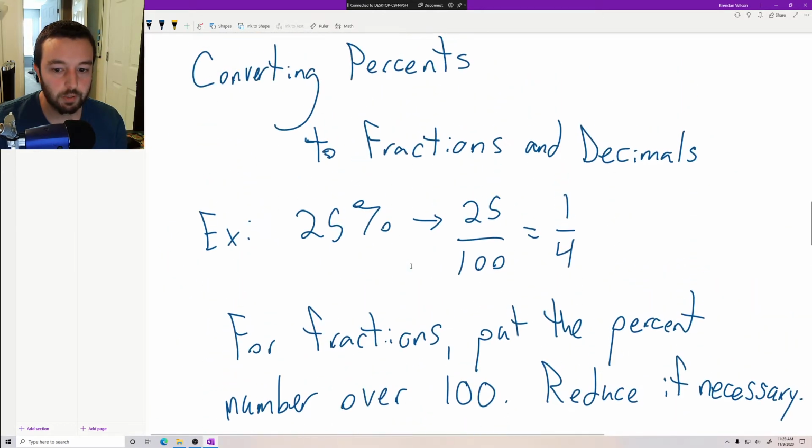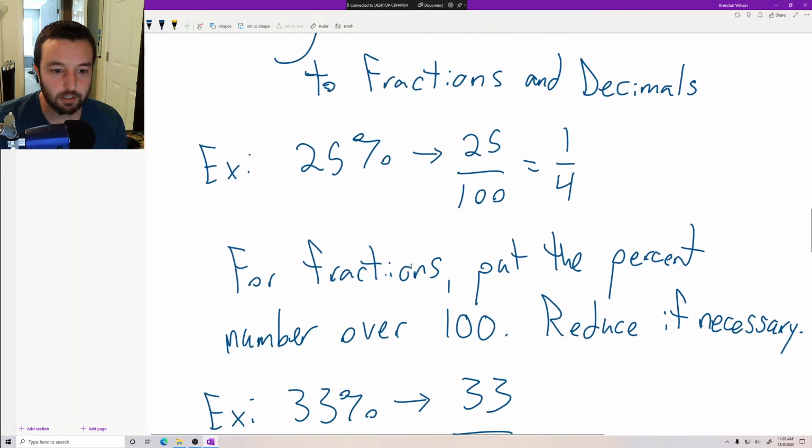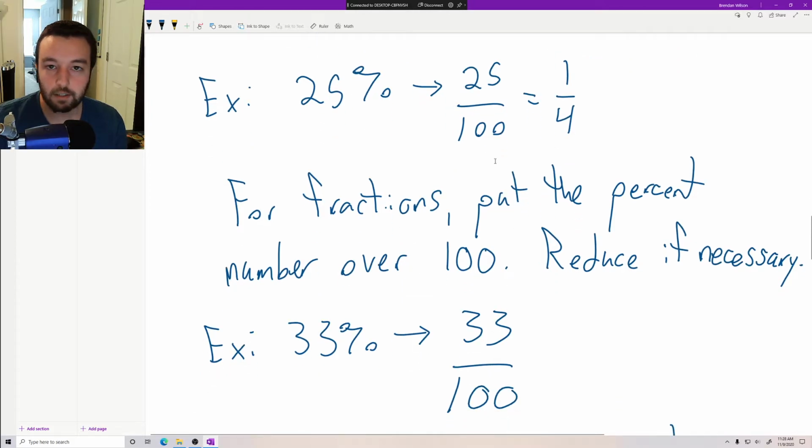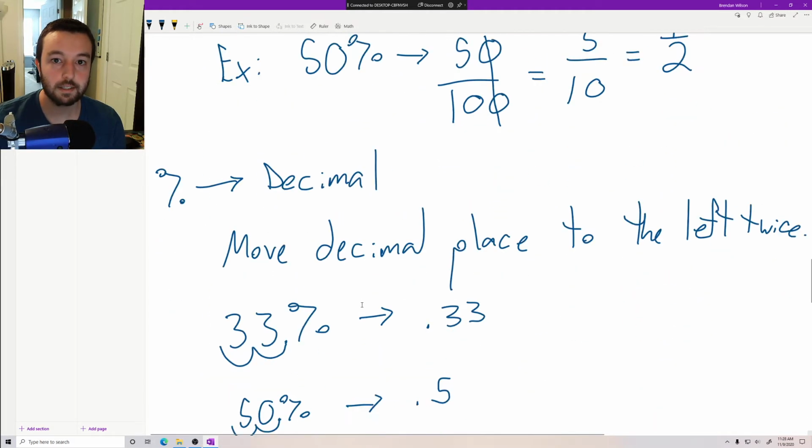Well, what did we do when we did percents to fractions? We divided by 100, right? We just took this number and we divided by 100. So to go the other way, it stands to reason we should do the opposite. So the opposite of dividing by 100 would be multiplying by 100. And that's exactly what we're going to do.